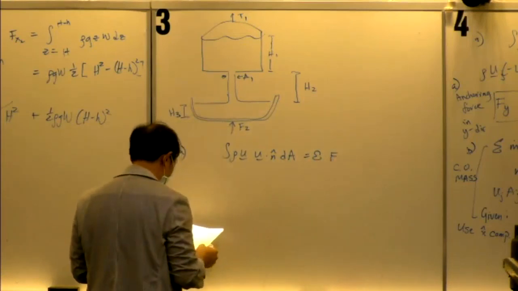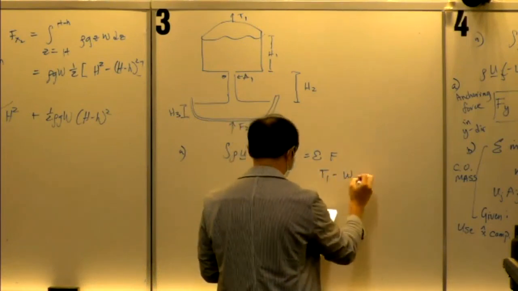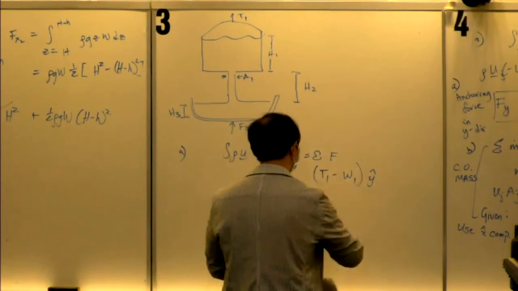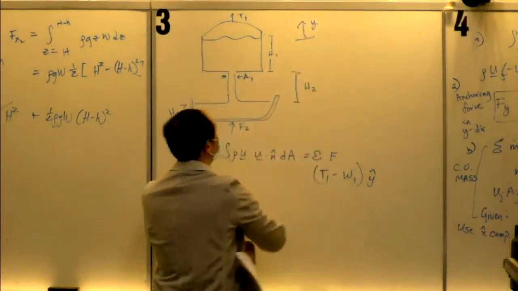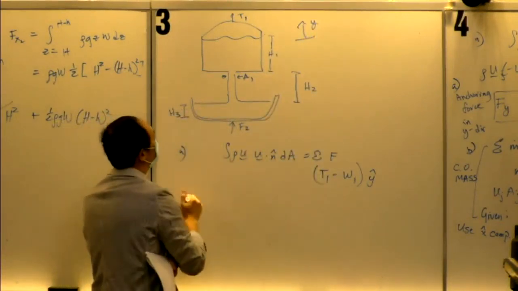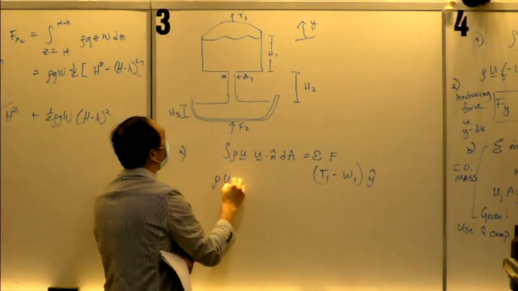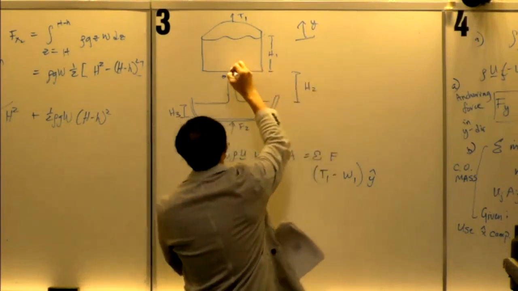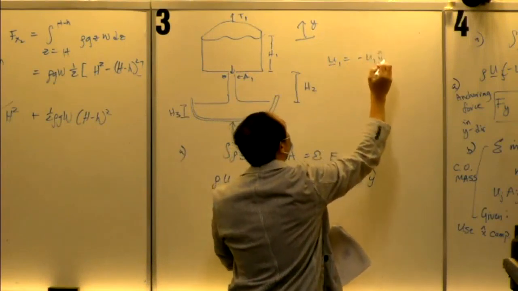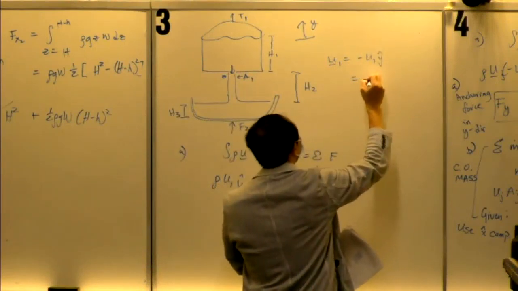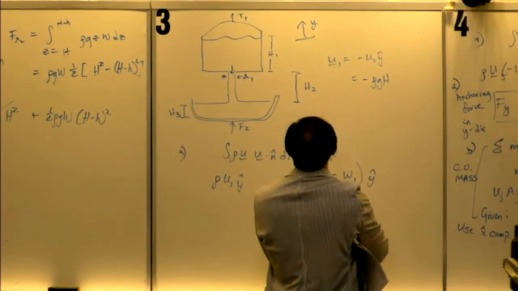And let's see. They do include the weight. So they have T1 minus W1 y hat. So we only consider vertical forces. We only care about y. All right. And this one, we got rho U1 y hat. So yeah, I'm going to just label it. U1 is equal to negative U1 y hat. And we're going to show that's negative rho GH H1.